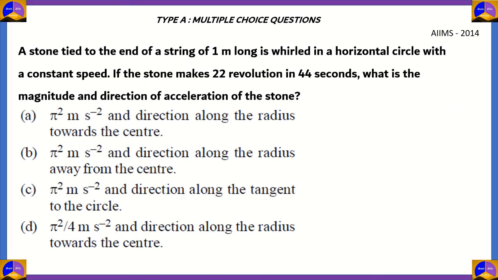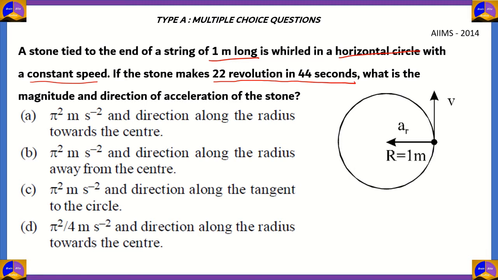Next question. A stone tied to the end of a string 1 meter long is whirled in a horizontal circle with a constant speed. If the stone makes 22 revolutions in 44 seconds, what is the magnitude and direction of acceleration of the stone? And we have 4 options detailing the magnitude as well as the direction. So, in order to better understand this question, here's a diagram of the same.